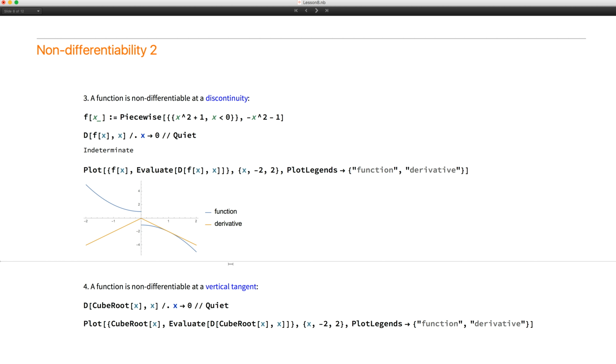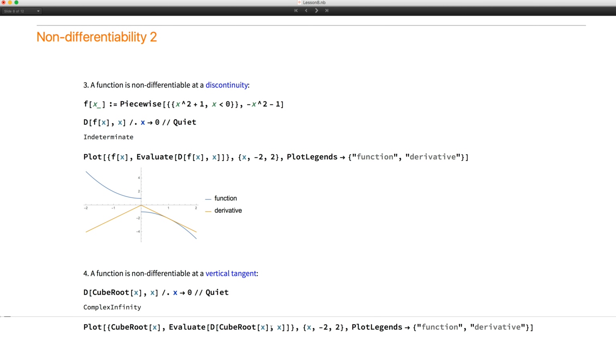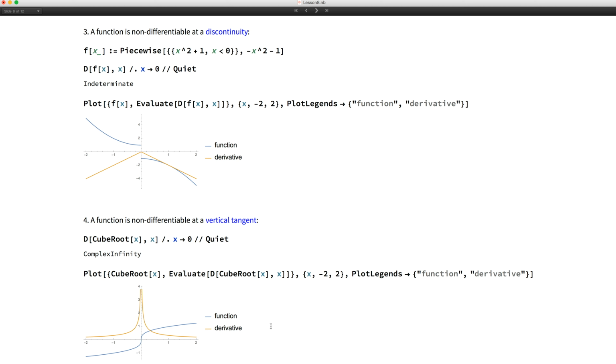One last thing that can go wrong is if you are at a vertical tangent. So here's the cube root function again, and if you look at 0, you actually have a problem because you have a vertical tangent over there. So that's the way in which things can go wrong, but for the most part, functions will be differentiable, and if they are not, it will only happen at a few isolated points.